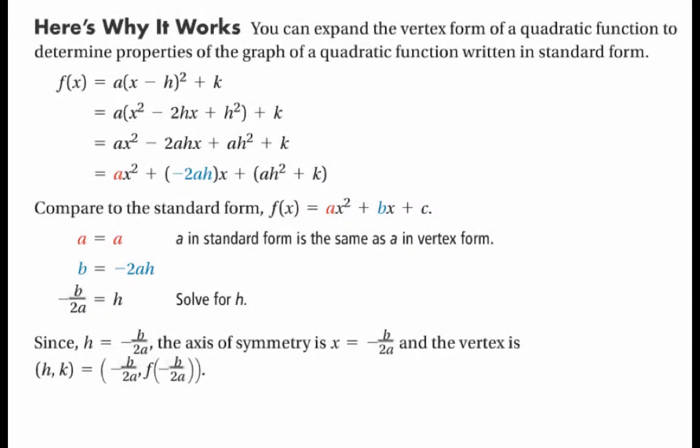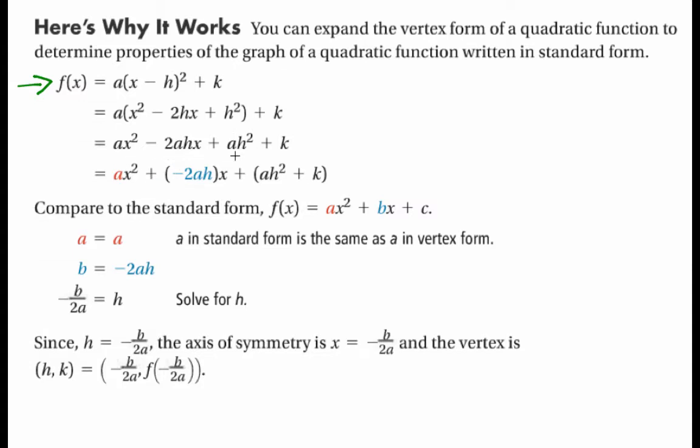Okay, so here's why this works. You can expand the vertex form of a quadratic function to determine properties of the graph of a quadratic function. So I'm going to start off with vertex form, and I'm going to rework this to show you why this stuff works in standard form. If I simplify vertex form a little bit, meaning square my binomial here, I get a times the quantity x squared plus 2hx plus h squared, plus k.